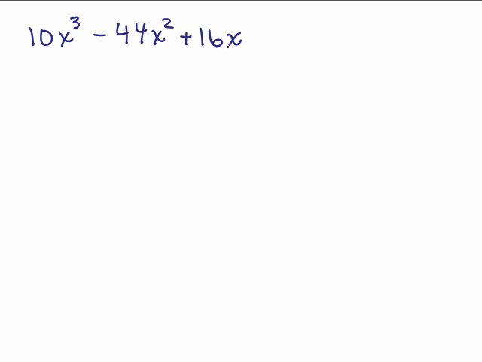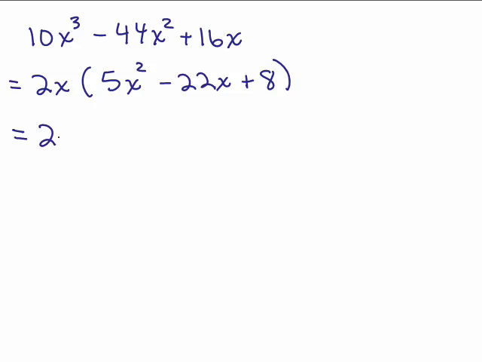The greatest common factor is 2x. So first you need to factor out the 2x. So that gives me 5x squared minus 22x plus 8. And now notice these are much smaller numbers to deal with here. So now we're going to factor that.